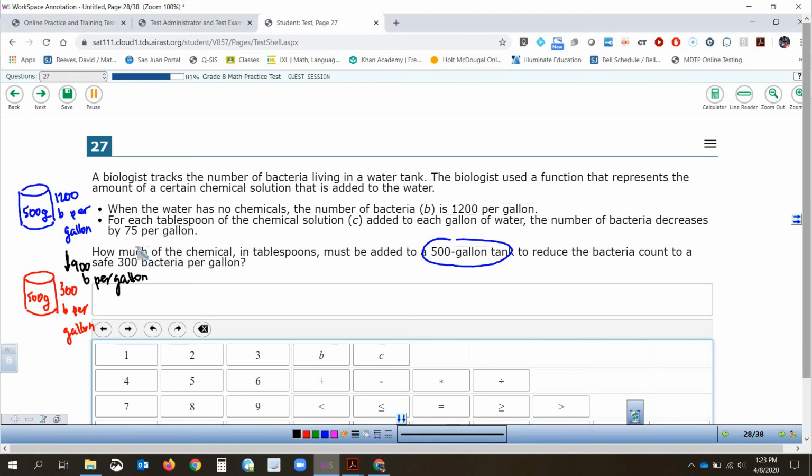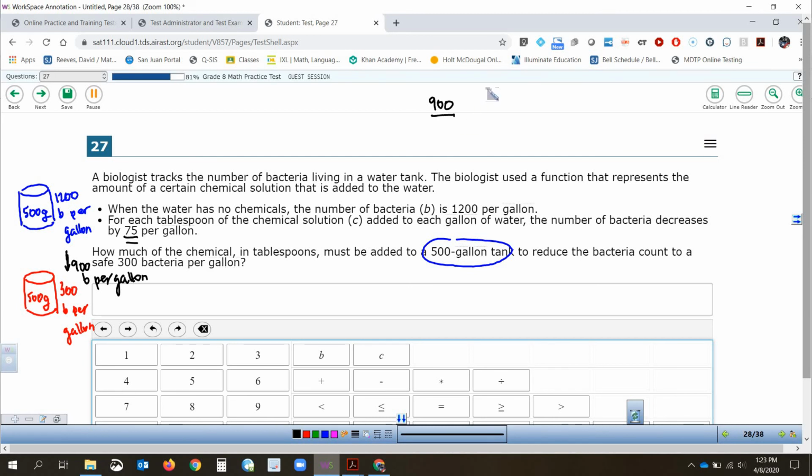All right, so how are we going to do that? We're not going to do that by getting rid of water. We're going to do that by getting rid of bacteria. And how do we get rid of bacteria? It says for each tablespoon added to each gallon of water, the number of bacteria decreases by 75 per gallon. So every time we add one of these tablespoons, it goes down by 75 per gallon. All right, so how many do we need to go down? We need to go down 900 bacteria.